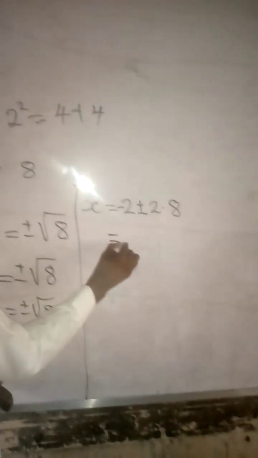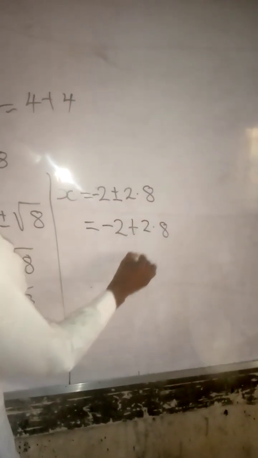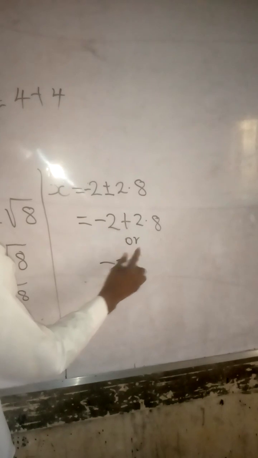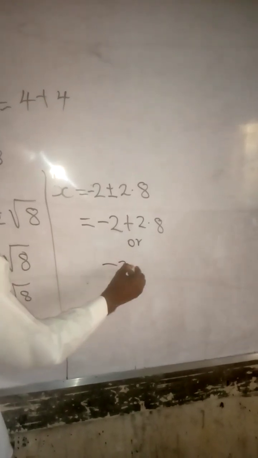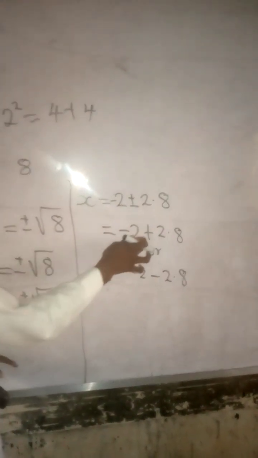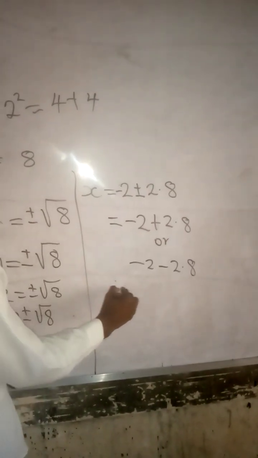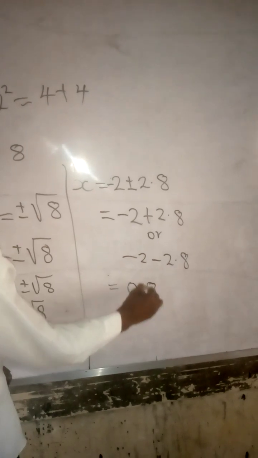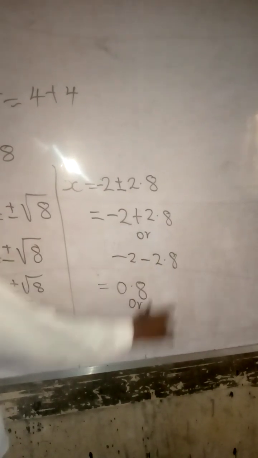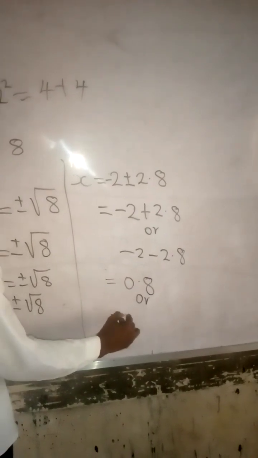So this is equals to minus 2 plus 2.8, or minus 2 minus 2.8. So use your calculator to find minus 2 plus 2.8. That is 0.8. So it's equals to 0.8 or minus 2 minus 2.8, which is minus 4.8.